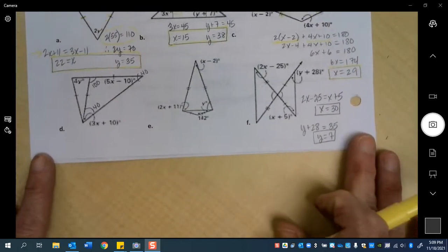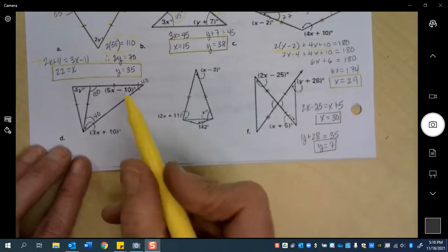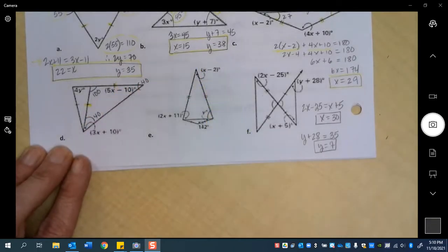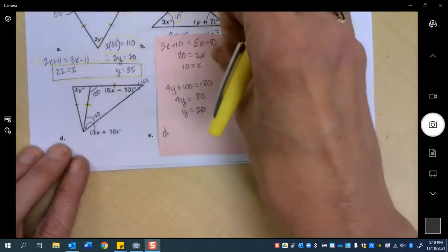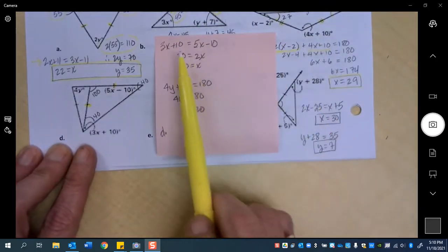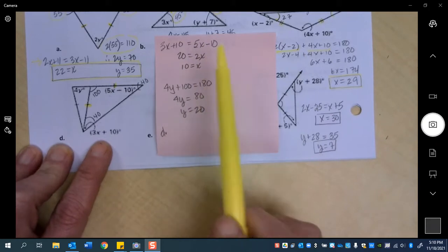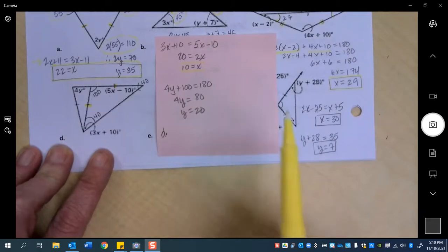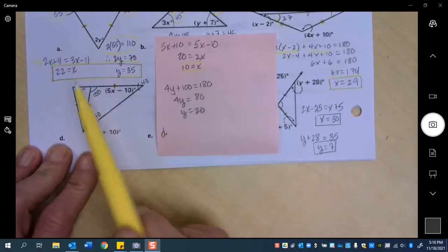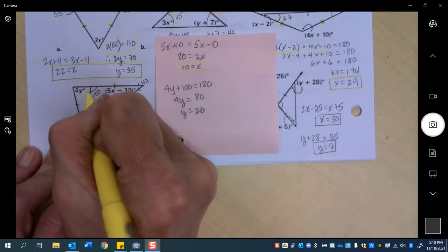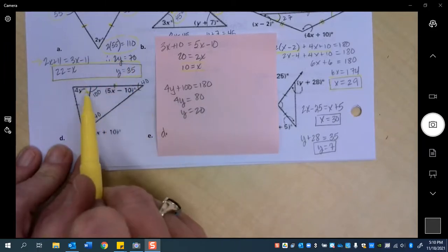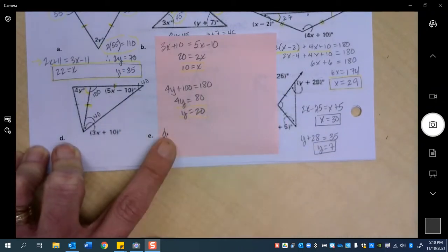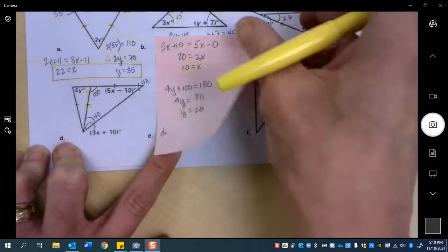All right, moving on to our last row. I know this is isosceles. So because I know that's isosceles, and I'll show you I did this work on my little post-it here, I know that 3x plus 10 is equal to 5x minus 10. So I was able to solve and get x is equal to 10. Then I know that 4y has to be the same angle as here because it's isosceles. So 4y plus 100 has to equal 180, and that's how I got y having a value of 20. So that's D.